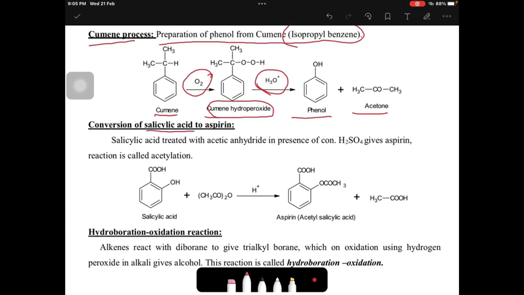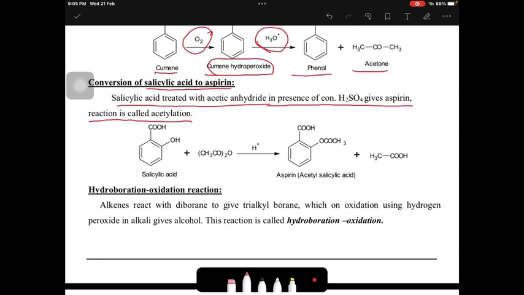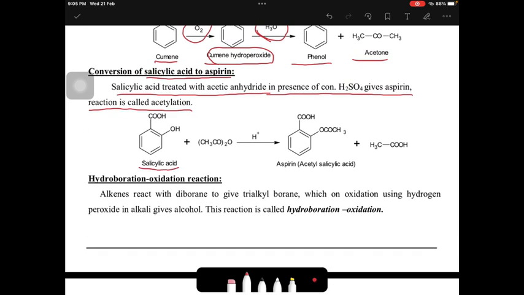Conversion of salicylic acid to aspirin. Salicylic acid is treated with acetic anhydride in the presence of concentrated sulfuric acid to give aspirin. The reaction is called acetylation. Acetylsalicylic acid is another name.